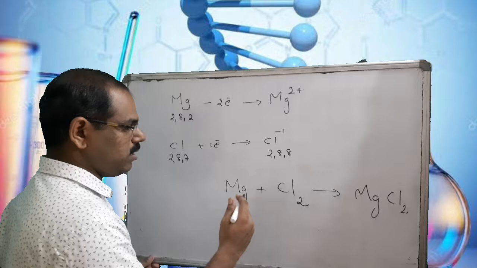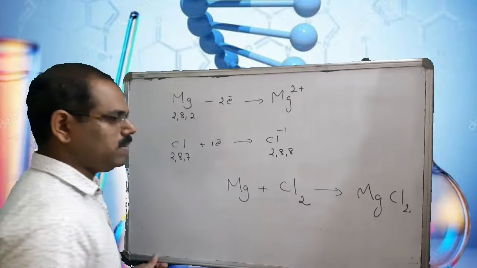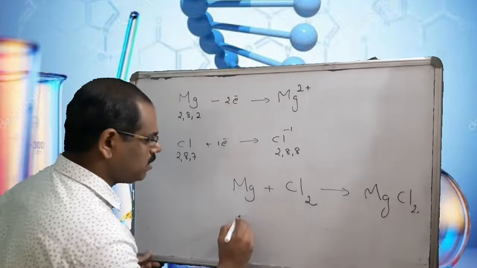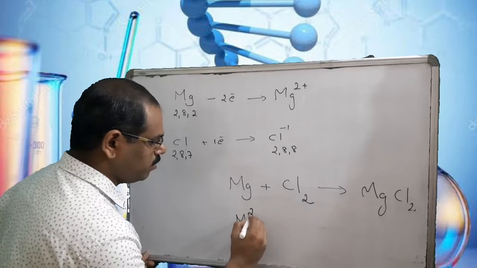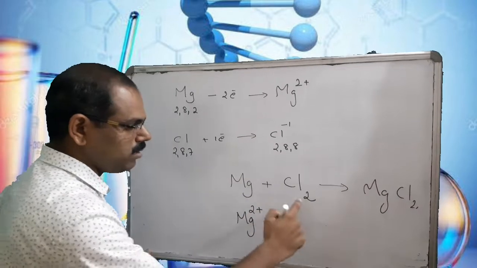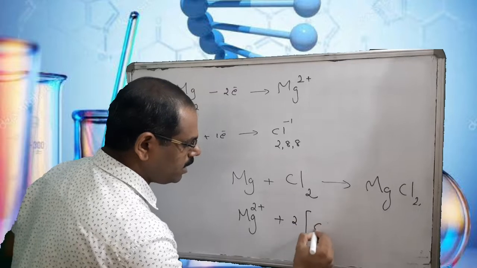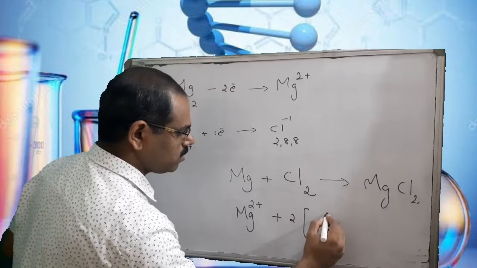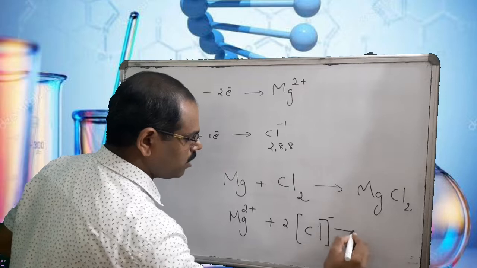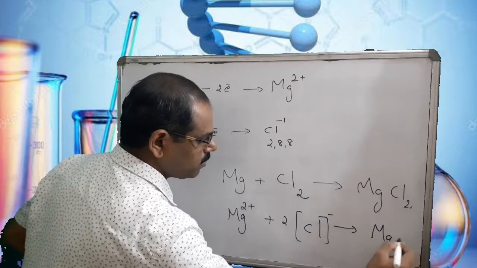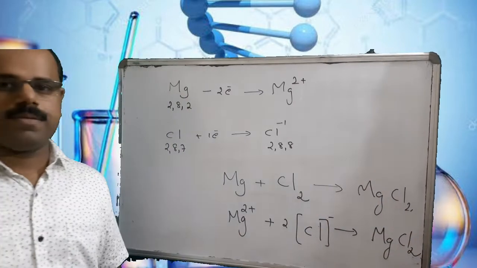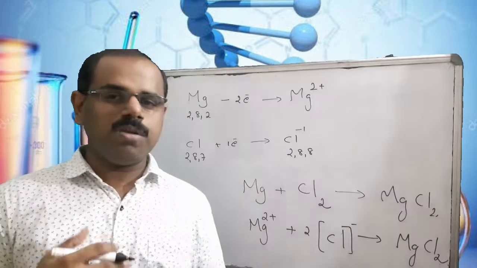So balance the equation: Mg plus Cl2, it is correct, MgCl2. That means magnesium 2 plus combines with two chloride ions. Two chloride ions give magnesium chloride. Let's see the orbit structure.